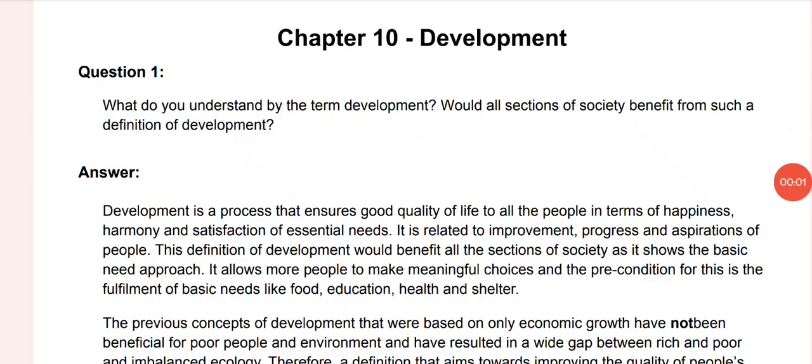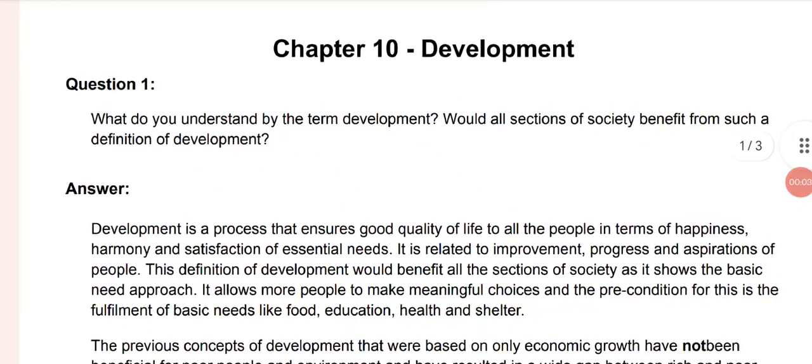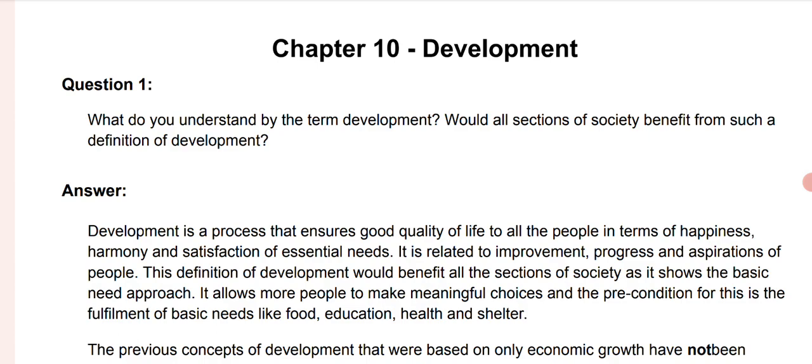We have chapter 10 of the class 11th Political Science book, Political Theory. The first question is, what do you understand by the term development?